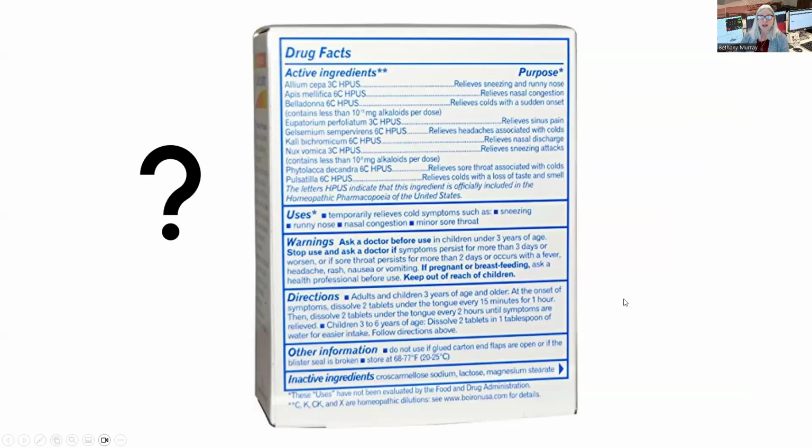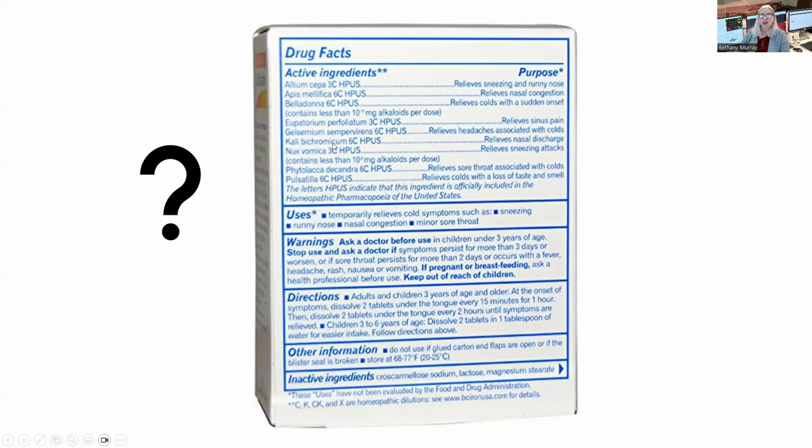Okay, and then I think this might be my last label I wanted to share with you. So this is a homeopathic medication or homeopathic treatment. You can see the purpose is to relieve sneezing, runny nose, nasal congestion, sudden onset colds, sinus pain, headaches, nasal discharge, sneezing attacks, sore throat associated with colds, and colds with a loss of taste and smell. So it sounds to me like this homeopathic treatment is for head colds and mild head colds and allergic rhinitis. We're not going to recognize any of this because this is all homeopathic treatment, which means complementary medication.